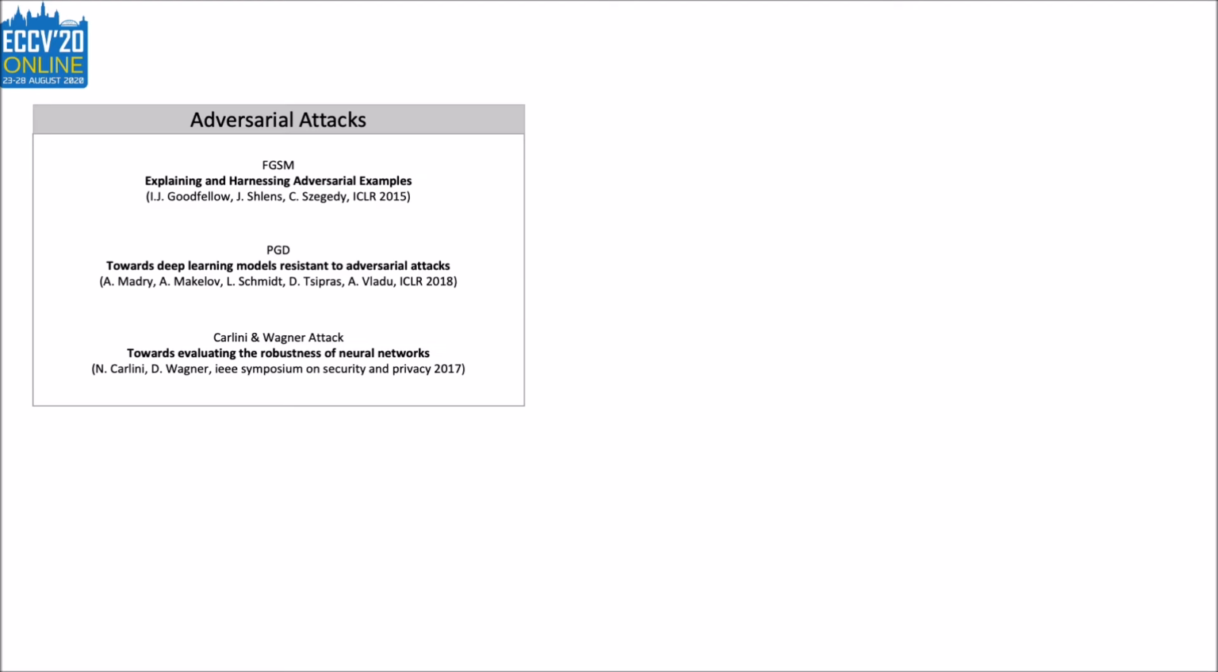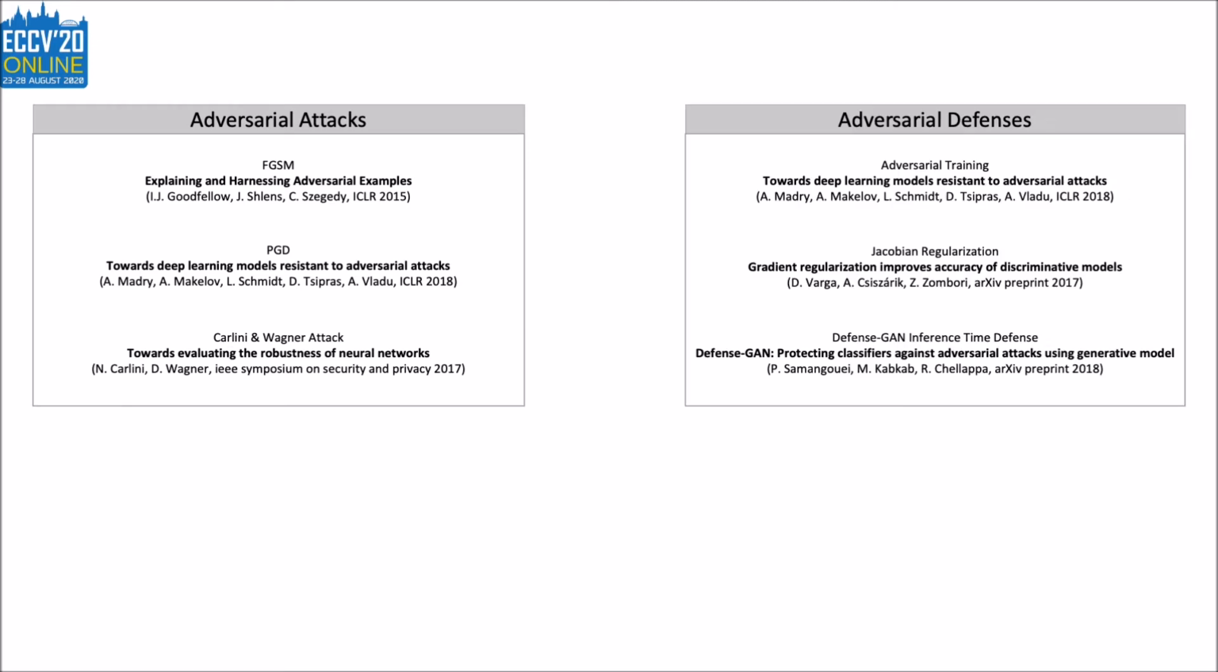Many works have proposed adversarial attacks to craft these adversarial examples. Some common attacks include FGSM, PGD, and Carlini and Wagner. There has also been work to make CNNs robust to these attacks. Popular directions include adversarial training, gradient regularization, and inference time input transformations.